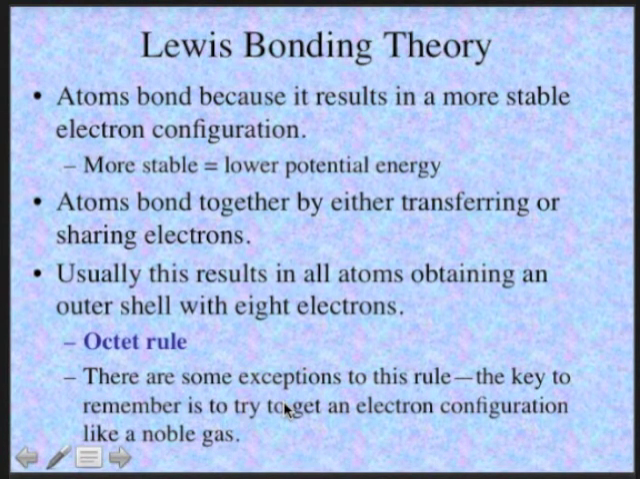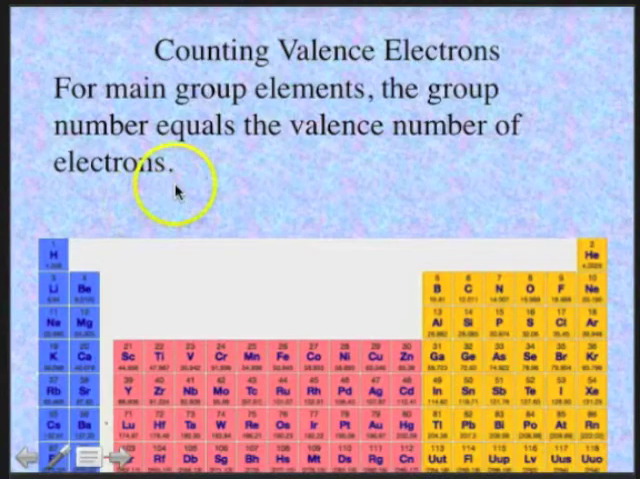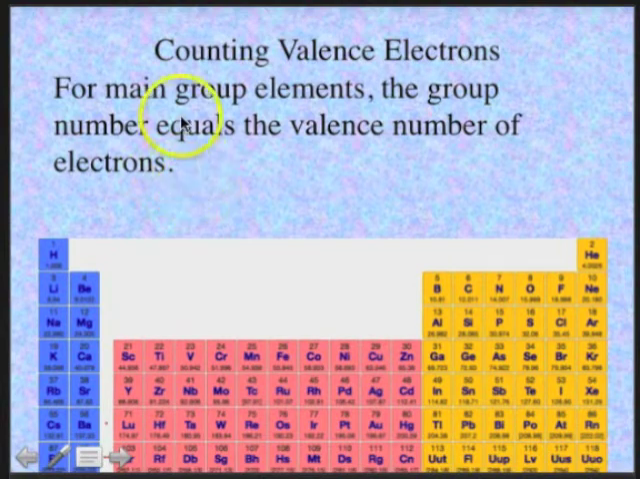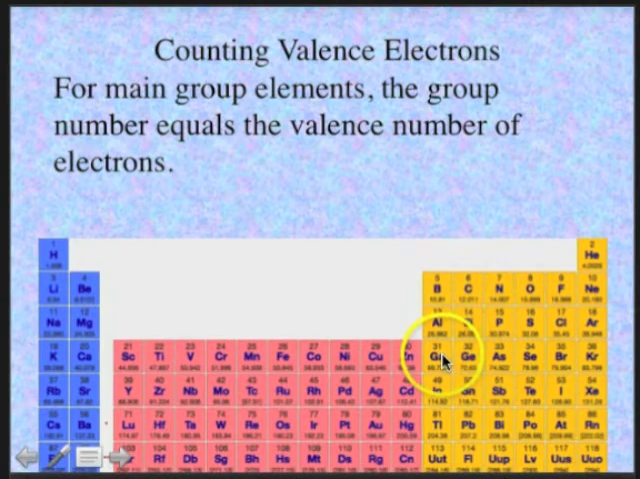Usually, in starting out, the key to remember is to try and get an electron configuration like a noble gas. Now, in drawing Lewis structures, we have to be able to count valence electrons. And for the main group elements, the group number equals the number of valence electrons. So for the first group, the alkali metals, those are s1, and there's 1 valence electron. The alkaline earths, beryllium, magnesium, etc., 2 valence electrons. Boron, aluminum, gallium, the third group, 3 valence electrons.